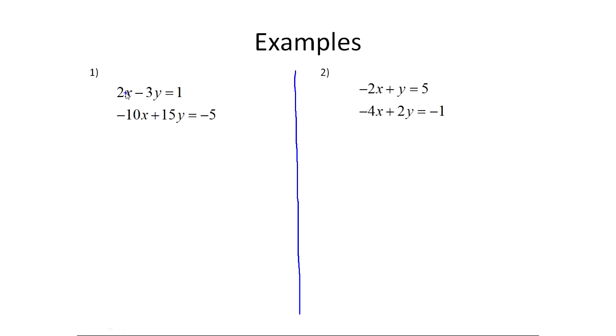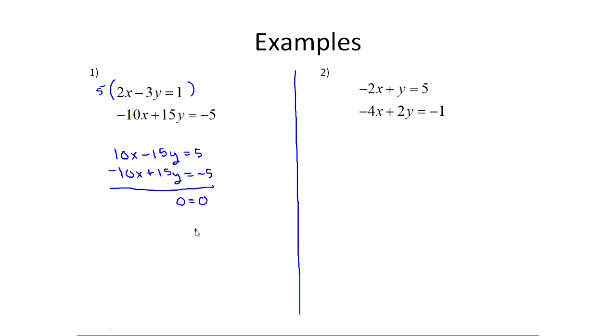Looking at this, it's easy to cancel out the x, right? If I just multiply by 5, then I'm going to have 10x and negative 10x. It'll work out very nicely. So I end up with 10x minus 15y equals 5. And then I have negative 10x plus 15y equals negative 5. This is looking really weird, right? I add these up, I get 0. I add these up, I get 0. I add these up, I get 0. I get the very interesting statement that 0 equals 0.